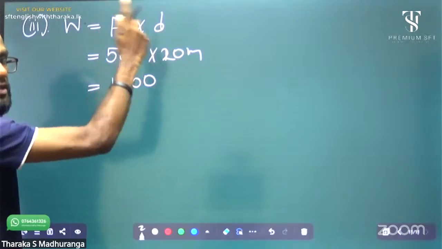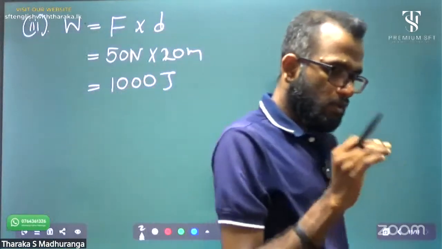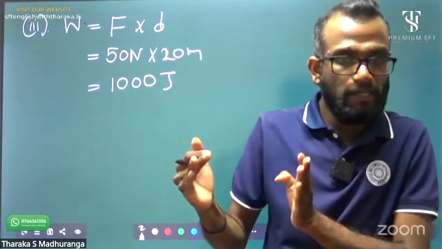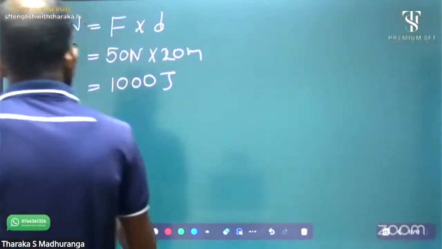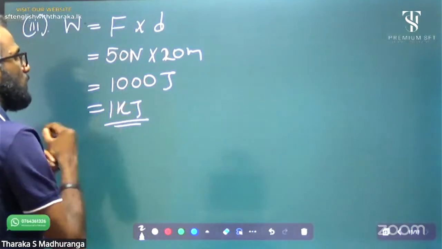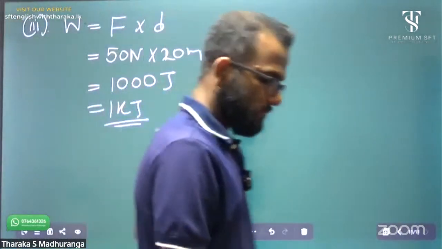What is the unit of work? It's joule. I think you can remember the definition of work. The work is a measure of energy transformation to displace an object. It means 1 kilojoule. It's not compulsory, 1000 joule is also correct.